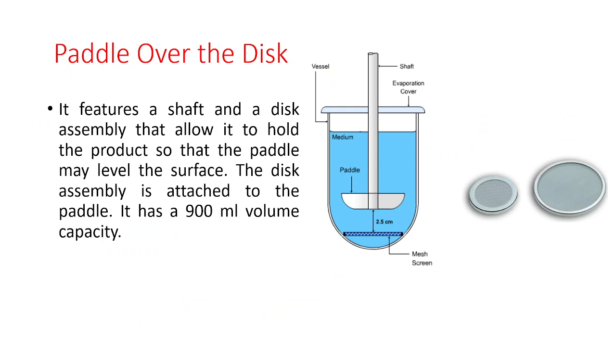Paddle over disc method. It features a shaft and a disc assembly that allows it to hold the product so that the paddle may level the surface. The disc assembly is attached to the paddle. It has a 900 ml volume capacity, and this is the image of the paddle over disc method.